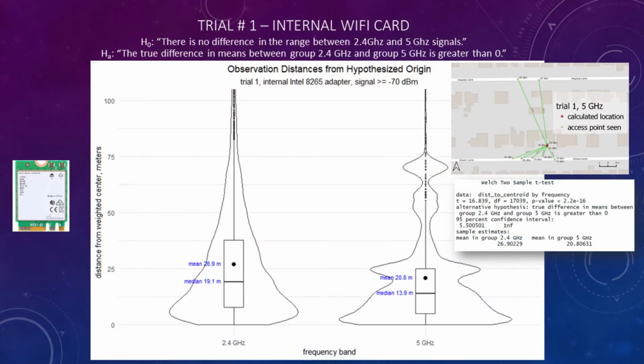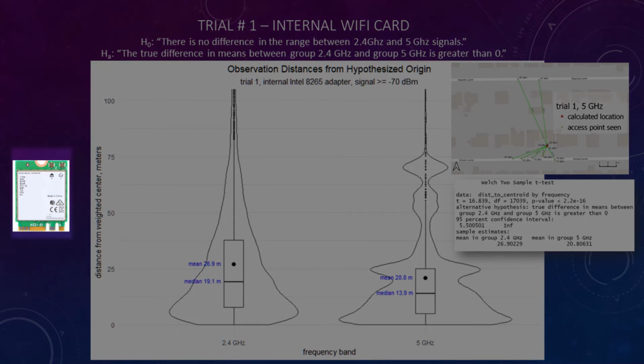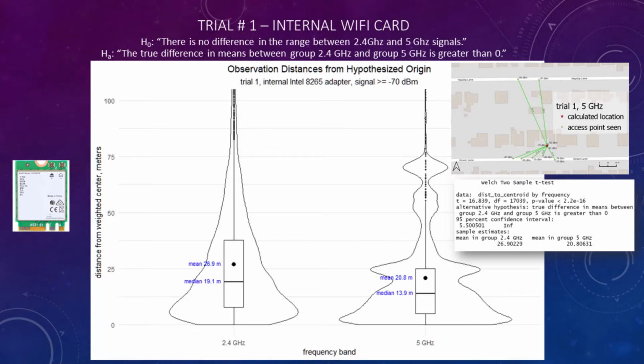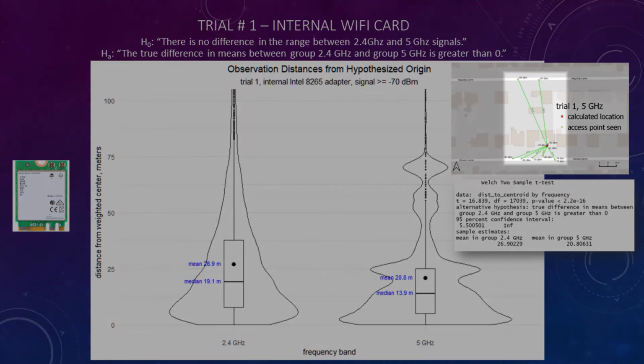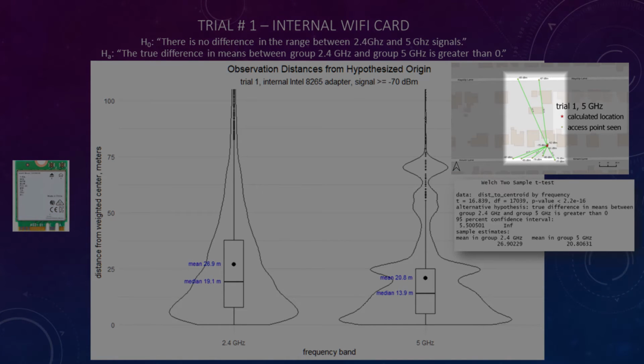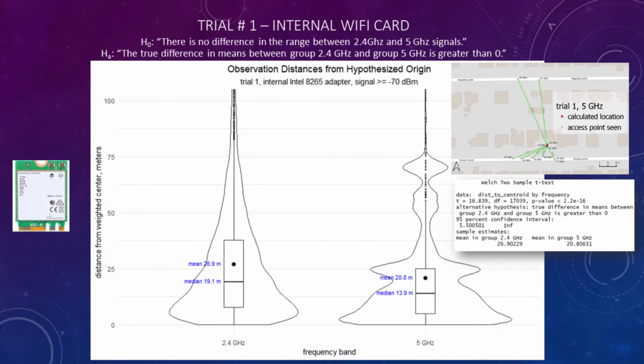Now that I have all my data processed and mapped, let's reach into the statistics toolbox to visualize and quantify my results. Let's look at these plots for trial number 1. Recall that in trial 1, I used the laptop's internal Wi-Fi card. The data graphed here are the distances between the access points' calculated locations and the spots at which the access points were seen. In other words, if you look at the map in the upper right-hand corner, the lengths of the green lines for all the access points that I found in my study.